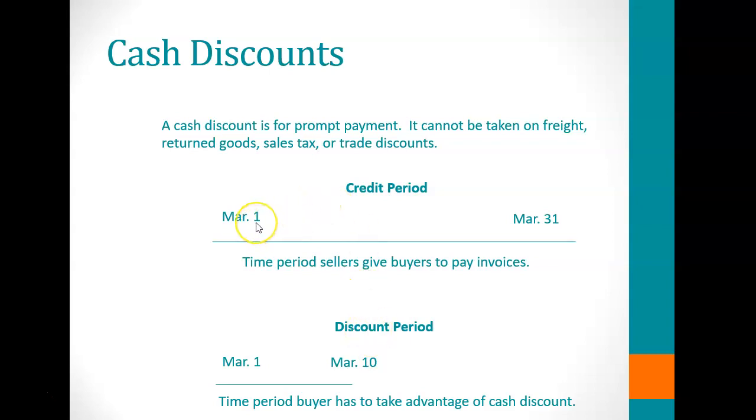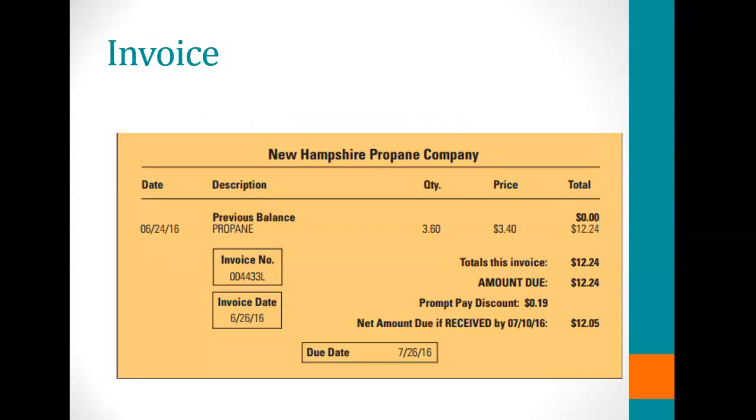So in this situation, the sale took place on March 1st. Payment is due on March 31st. However, there's a discount period between March 1st and March 10th, meaning that if the buyer pays within this discount period, they're receiving what we call a trade or a cash discount. The purpose of the cash discount is an incentive to the buyer to make an early payment.